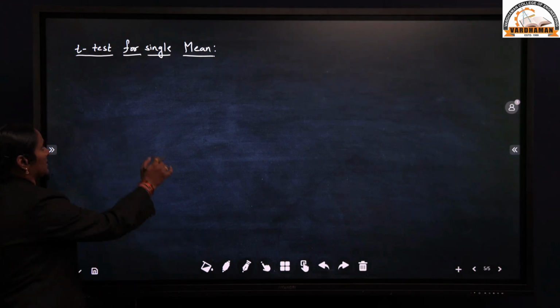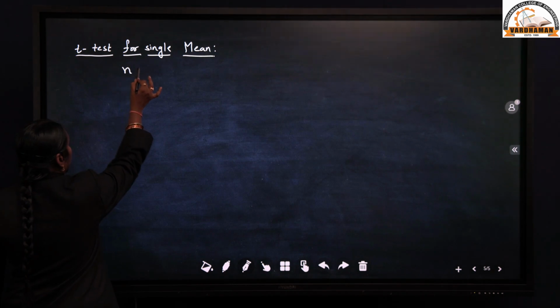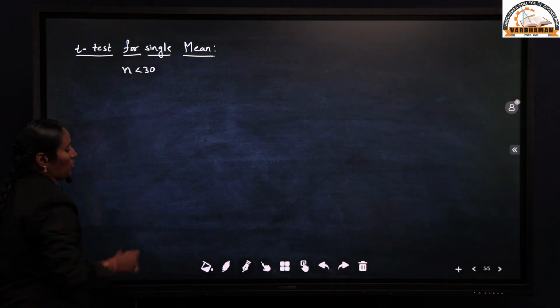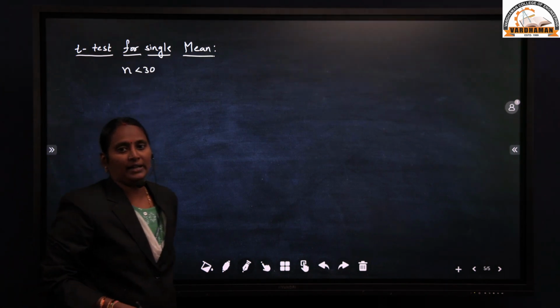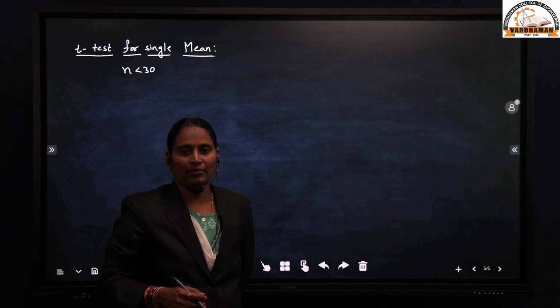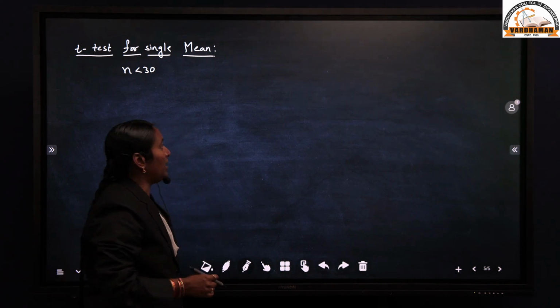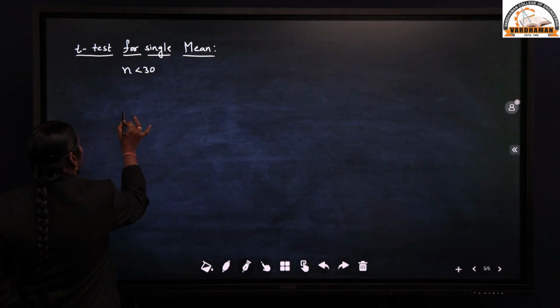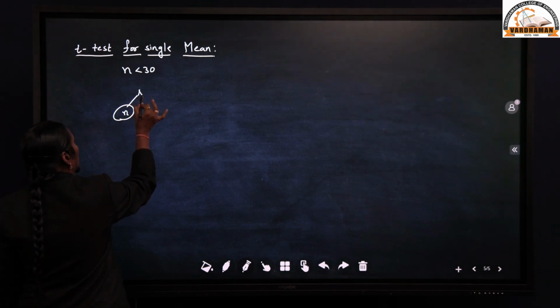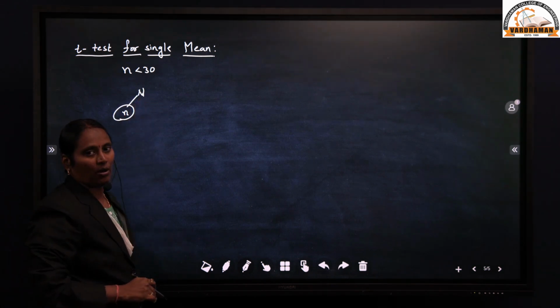So, we already discussed the sample test: if the sample size n is less than 30, then it is a small sample test. So now in the t-test for single mean, we have the sample size n less than 30, and we are going to check whether this sample has been drawn from the same normal population or not.